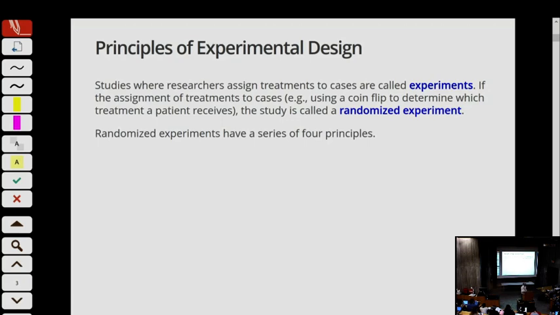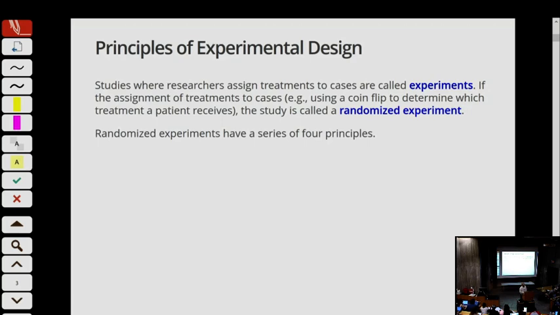So any study where a researcher assigns treatments to cases, or as we sort of summarized it last week, if the researcher interferes in any way with the actual patients or subjects or cases, then it is considered to be an experiment. If the researcher is completely removed and all you're looking at is after the event results, that's called an observational study, and it's not an experiment.